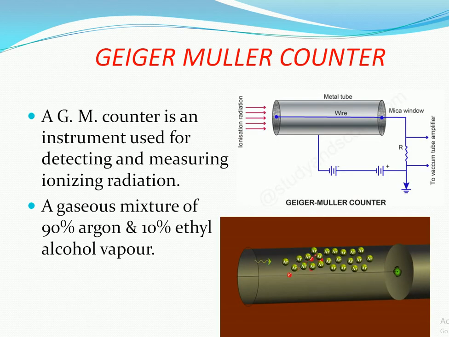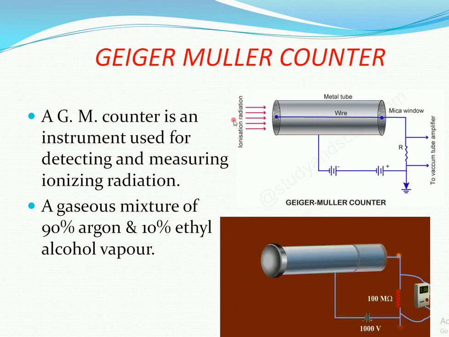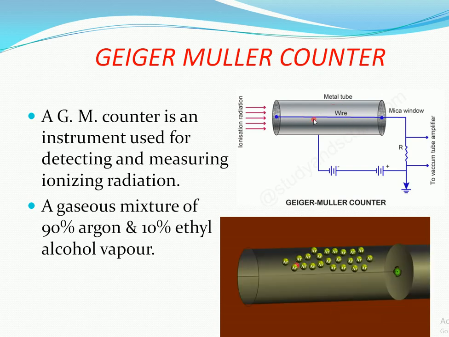The next method is the GM counter. This GM counter is an instrument which is used for detecting and measuring ionizing radiation. In this experiment, the metal tube acts as a cathode, the central wire acts as an anode, and the radiations enter through the mica window. This tube consists of a gaseous mixture of 90% argon and 10% ethyl alcohol vapor. When the radiations enter the tube, ionization takes place, and because of the ionization, positive ions and electrons are separated.